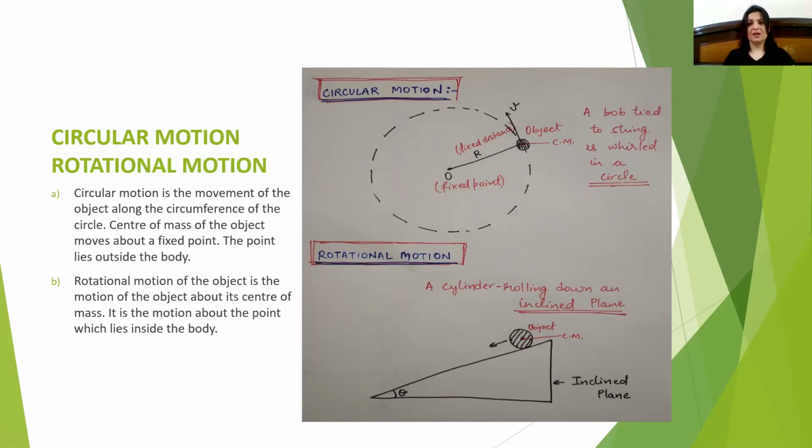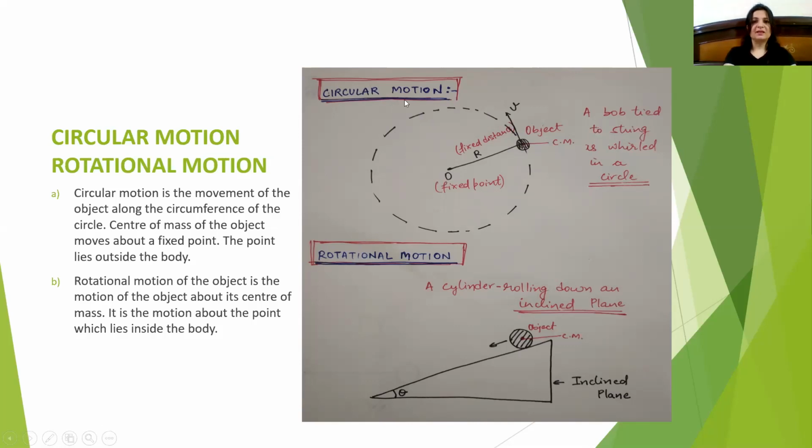Okay, here I have written cm. This cm means center of mass. So center of mass, you can see here, is the point at which the entire mass of the object is supposed to be concentrated. And for symmetrical objects like sphere, cylinder, center of mass lies at the geometrical center of the object. For example, in case of a sphere, it lies at the center of the sphere. Okay, so we can see here that the center of mass of the object is moving about a fixed point called the center of the circle.